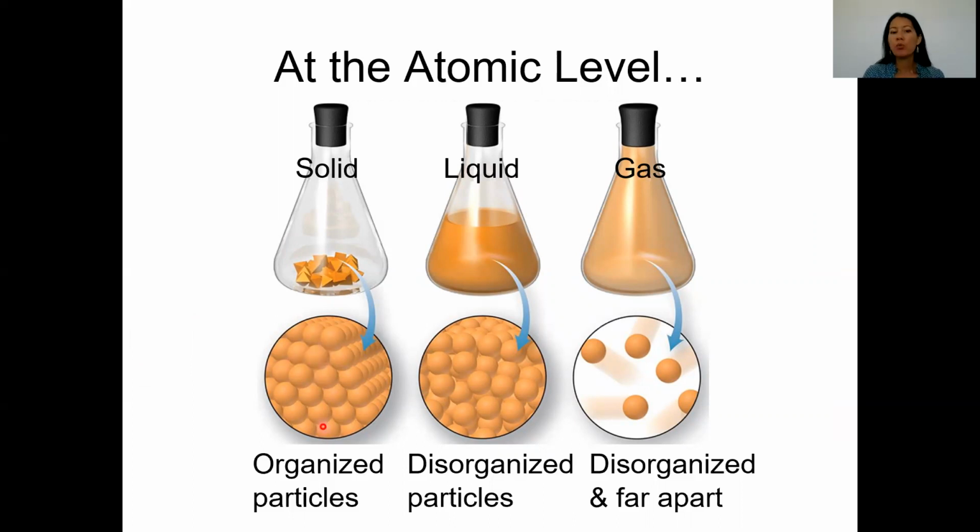These are stacked really nice and neatly in an organized array. A liquid is slightly disorganized, but notice they're still touching. So to go from solid to liquid, you actually have to break up some interactions, right? If you melt ice, you need to add some heat to that.